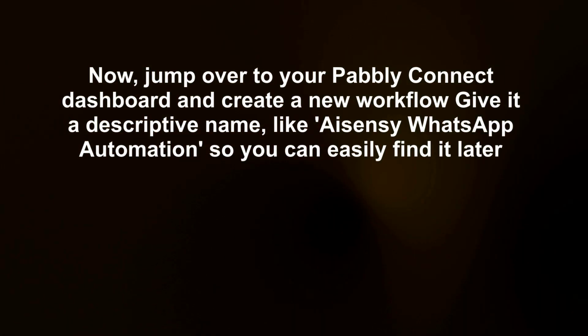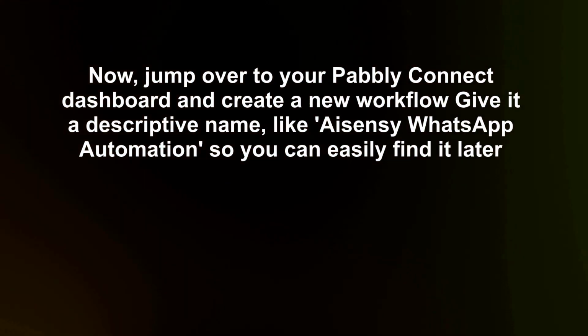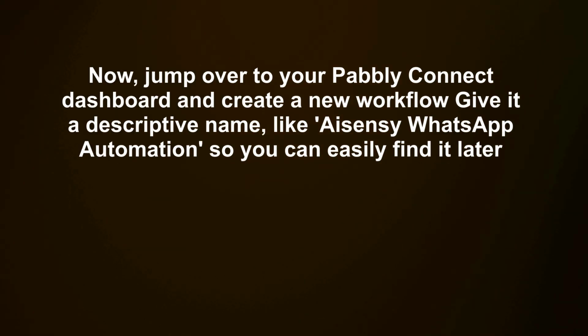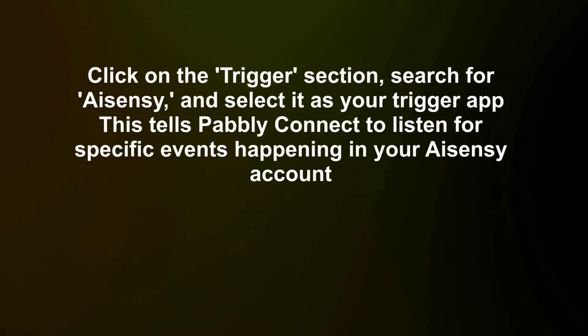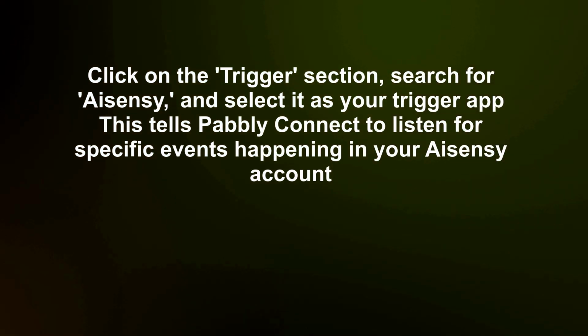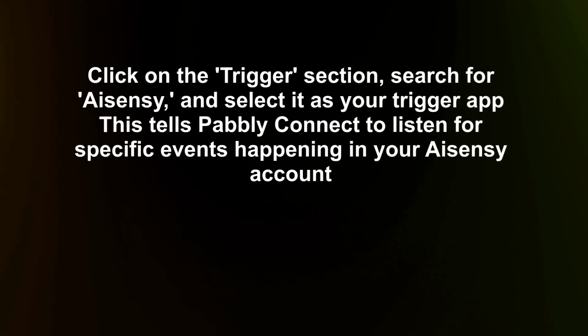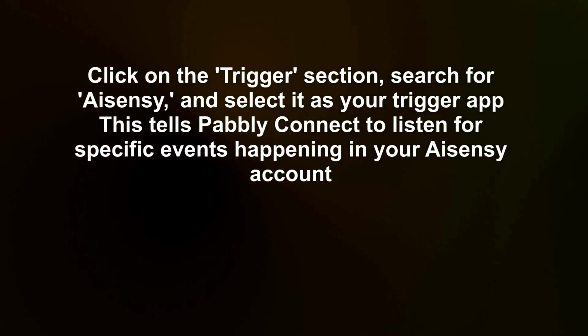Now, jump over to your Pabbly Connect dashboard and create a new workflow. Give it a descriptive name, like Aisensy WhatsApp Automation, so you can easily find it later. Click on the Trigger section, search for Aisensy, and select it as your trigger app. This tells Pabbly Connect to listen for specific events happening in your Aisensy account.